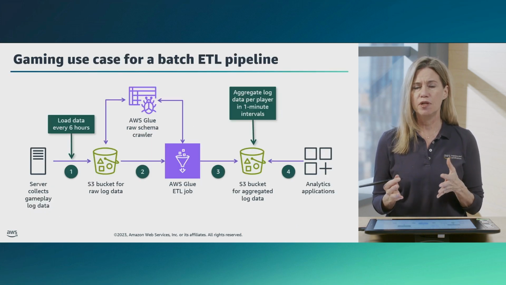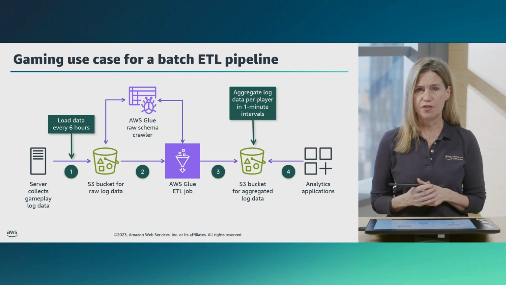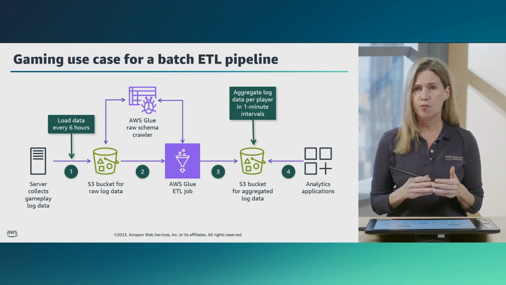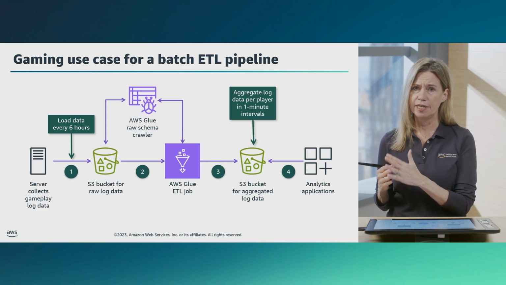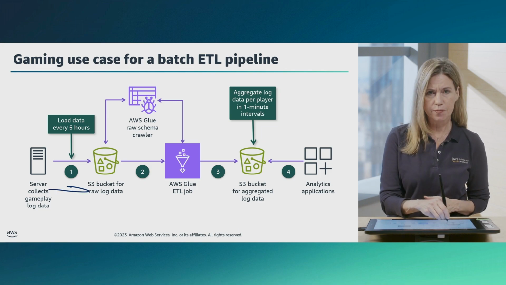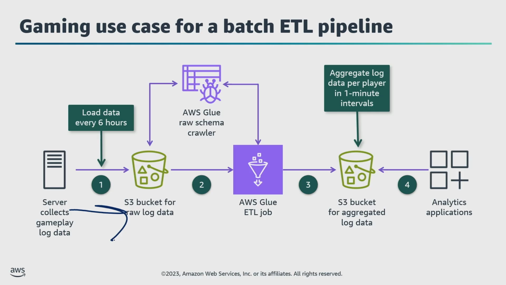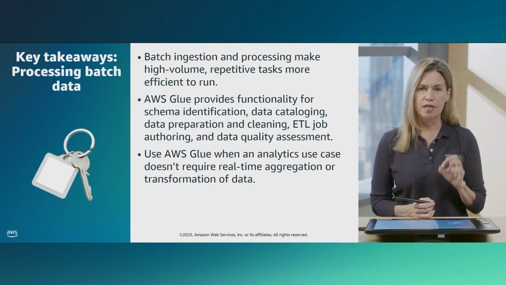Here's a quick example of a batch pipeline using AWS Glue. A game server pushes player and game data to an Amazon S3 bucket every 6 hours. When that happens, the Glue crawler runs and updates the data catalog with player log data. An AWS Glue ETL job aggregates the data into 1-minute intervals and stores it in another Amazon S3 bucket where it's available for analysis.